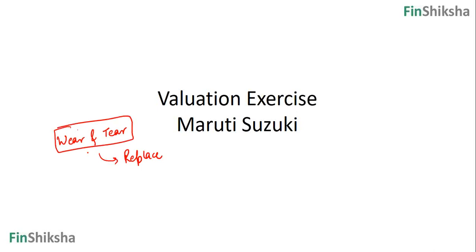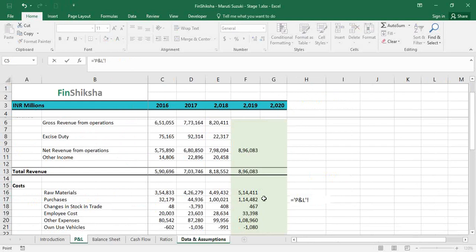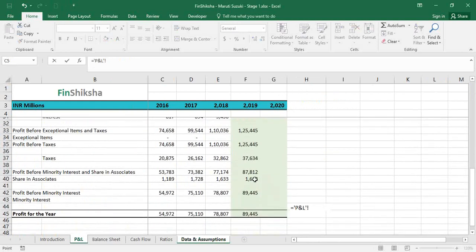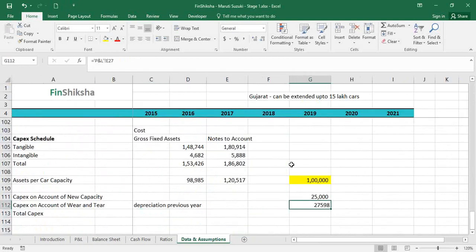Now, how do you find out wear and tear? There is a number that probably gives an estimate of that. You're worried about what's the depreciation in the year. So a reasonable estimate could be whatever was the depreciation last year. I can just look at this number and say depreciation in the previous year could be my wear and tear in this year. That's what I have to replace, right? So 2018 depreciation is available here. I'm going to plug that in as the wear and tear number. So that's 2018 depreciation. 27,000 million or 27 billion is what we see.